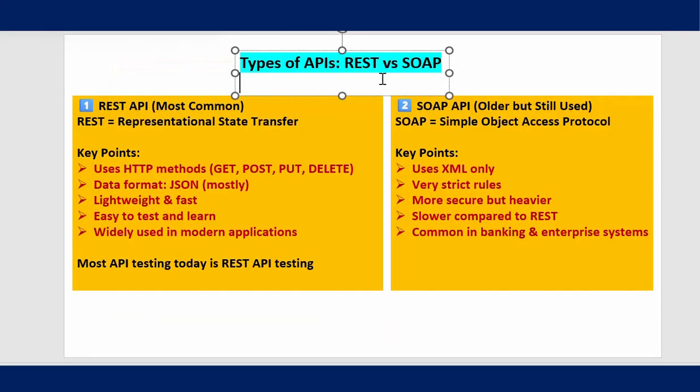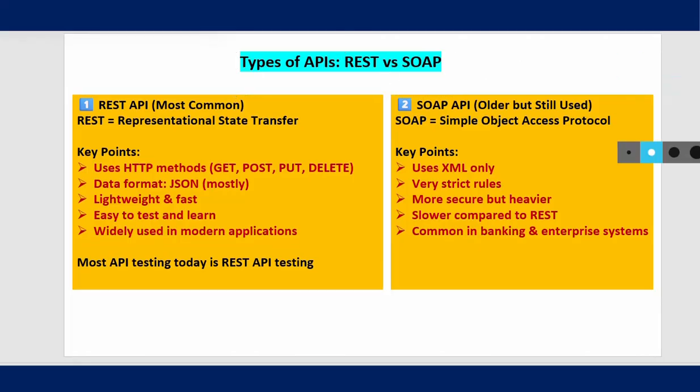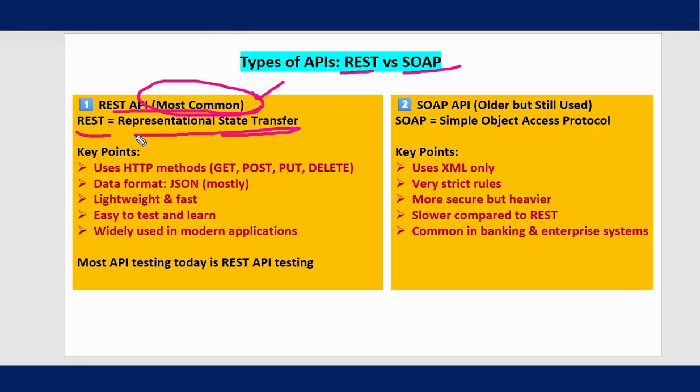Types of APIs. How many types of APIs are available? Basically there are two types, REST API and SOAP API. REST API is very common, most companies are using REST APIs for testing. REST stands for representational state transfer. And SOAP is simple object access protocol.